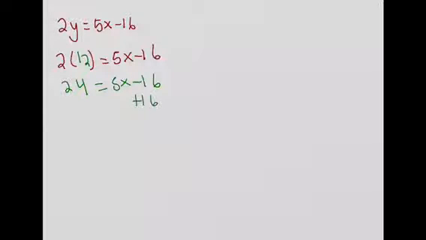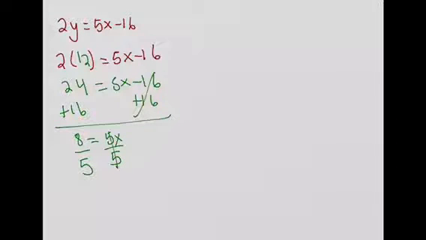I'm going to add 16. That gives me 8 equals 5x. Divide by 5. Oh, I need to label my steps. So x equals 8 over 5.